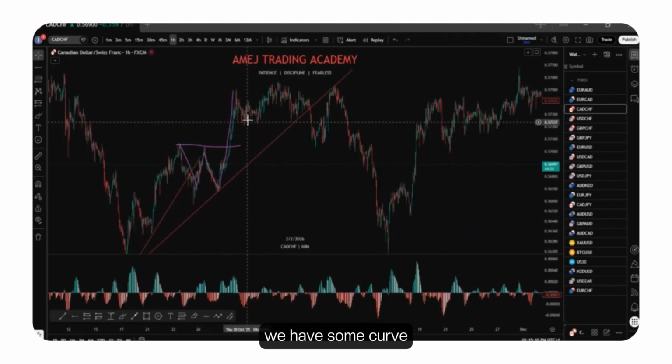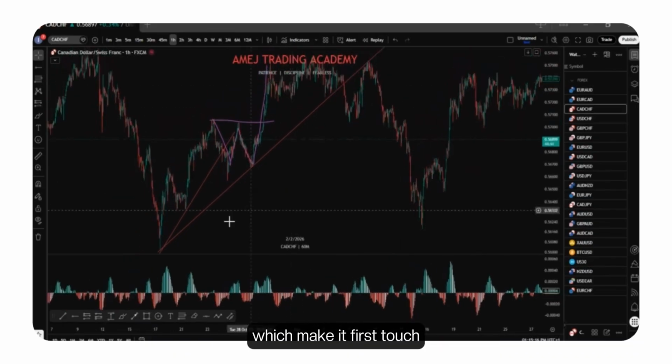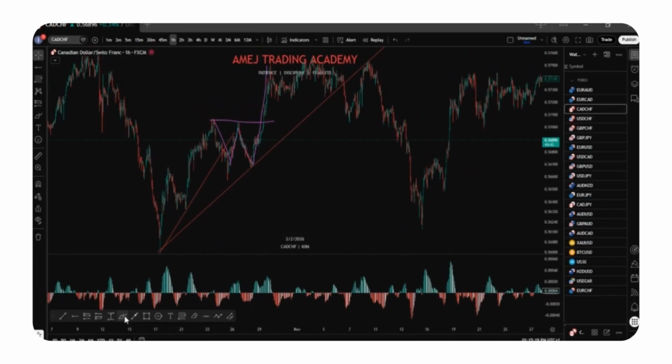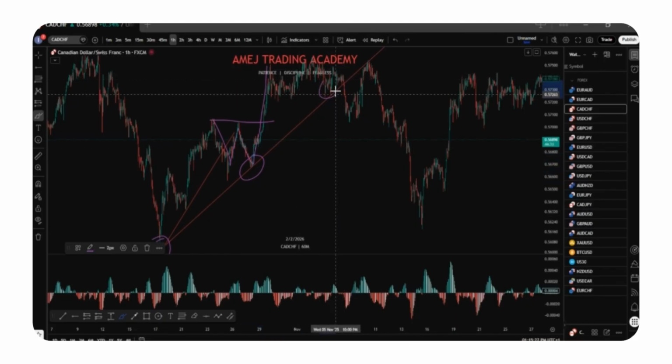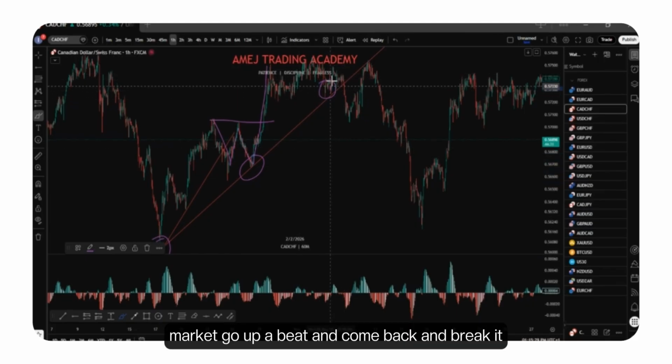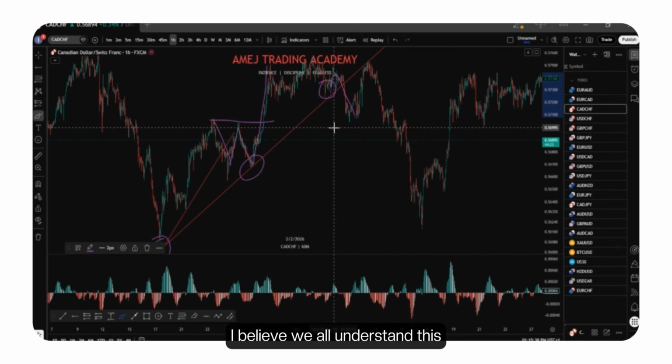We have some curve. The market comes back again and breaks here, which makes it the first touch, second touch, then our third touch. Market goes up a bit, comes back and breaks it. So this is how to draw your trend line. I believe you all understand this.